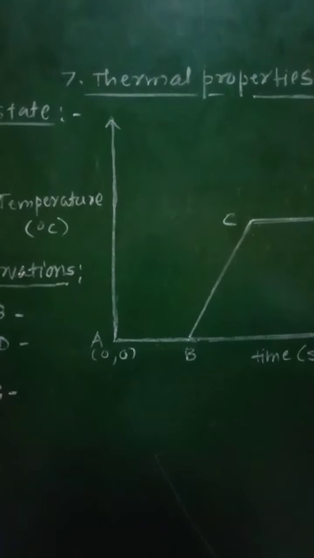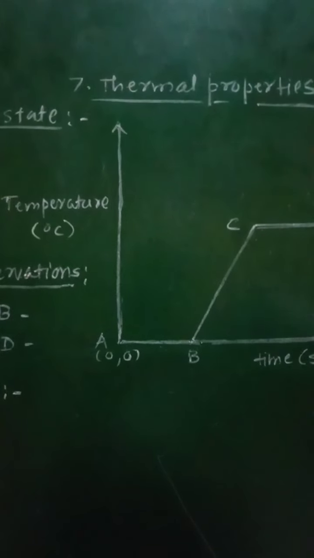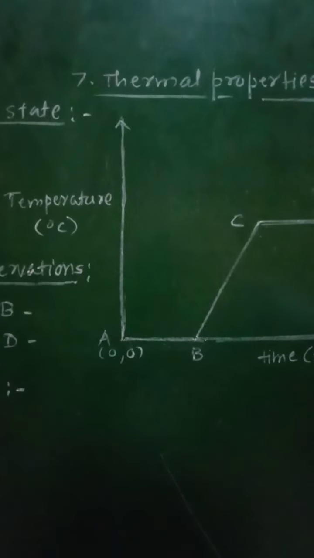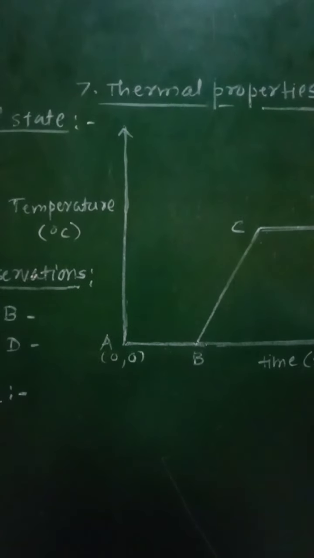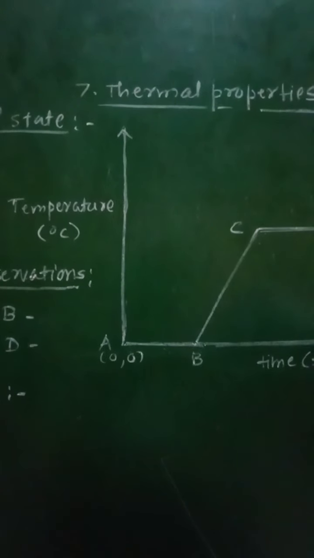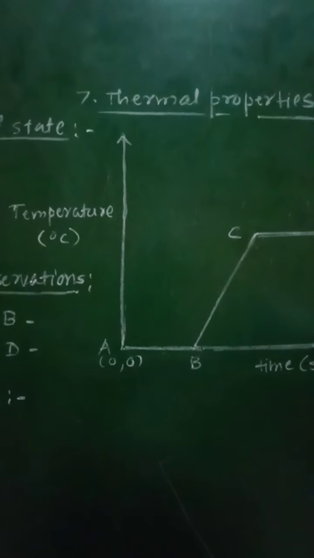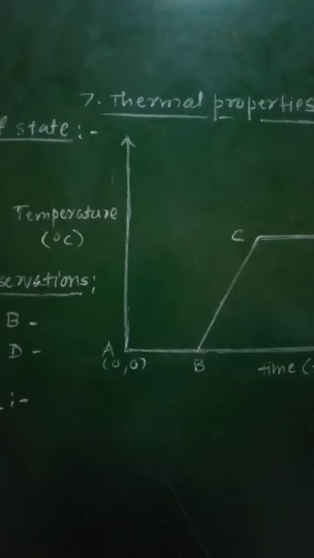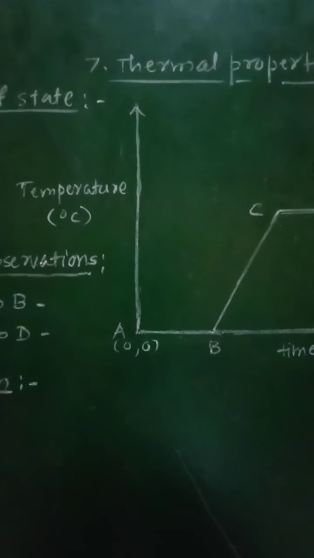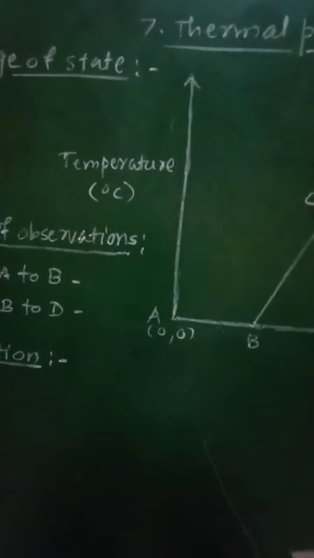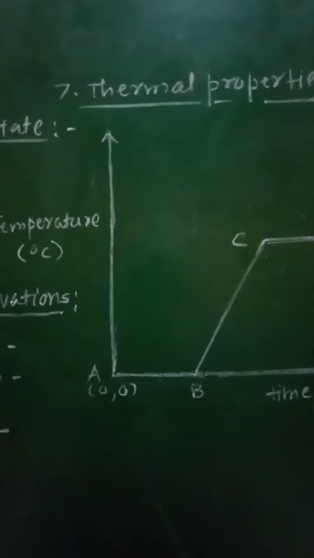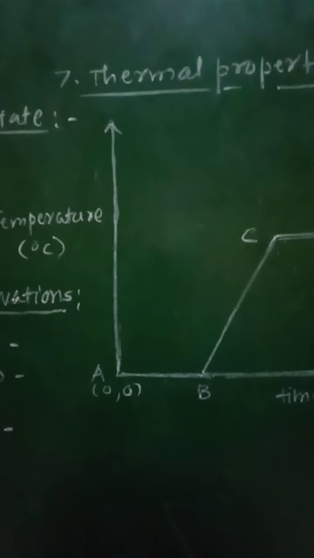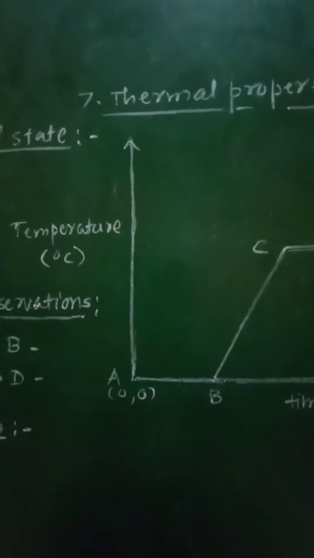Fourth point, the melting point of the substance at one standard atmospheric pressure is called the normal melting point. So this will be the normal melting point. It will be at one standard atmospheric pressure.